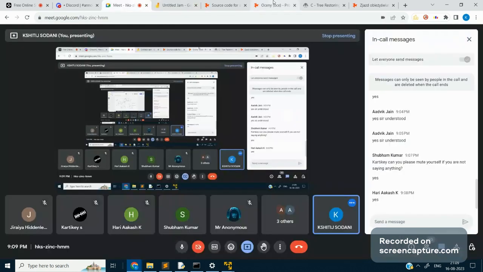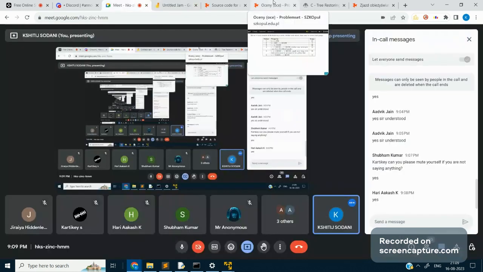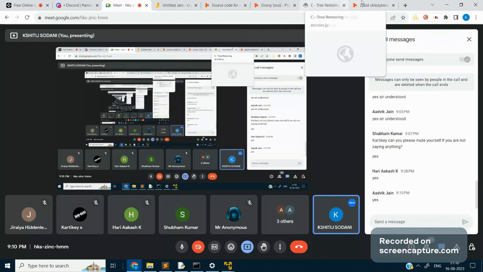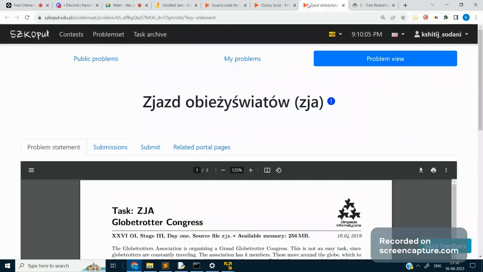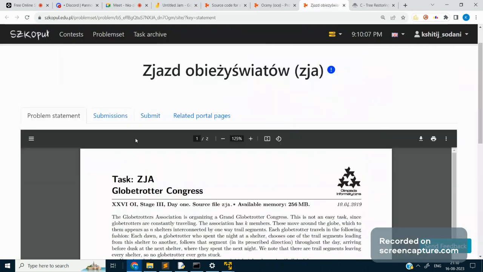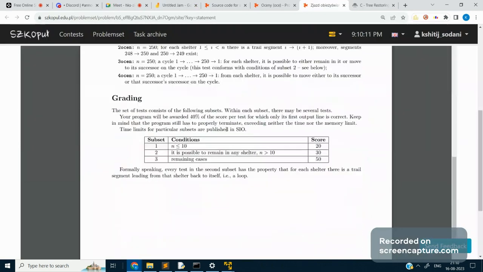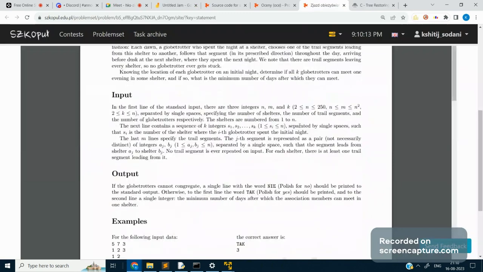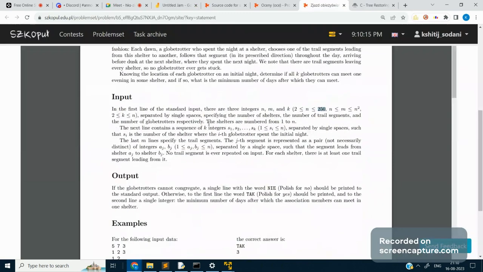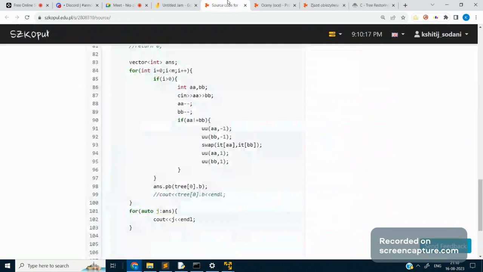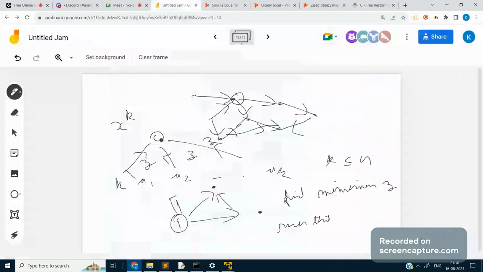This is also a Polish Olympiad problem, POI 2019. The constraints are n is up to 250, and there can be any number of edges. Also the condition is given that every node has at least one outgoing edge. So you never get stranded at an island. You always move every day.